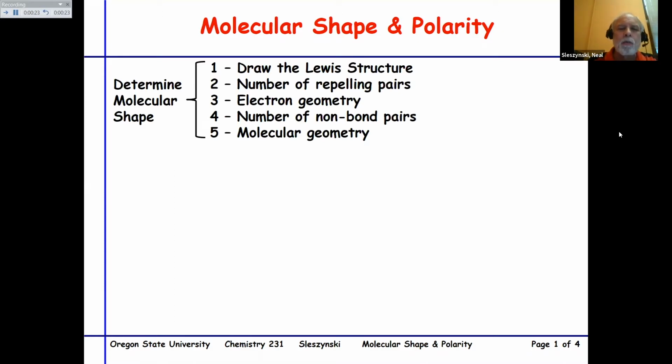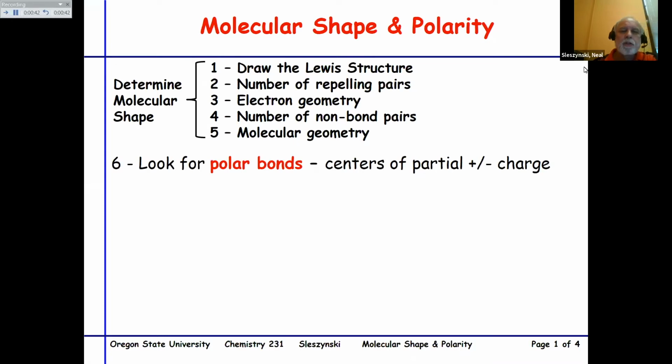Once we've done that, we're going to look at the number of non-bonding pairs and locate those in the electron geometry that we've just finished, and then add in atoms to determine the molecular geometry. Now we're going to add a couple more steps to that to determine the polarity of individual molecules. Once we have that molecular geometry, we're going to look for polar bonds.